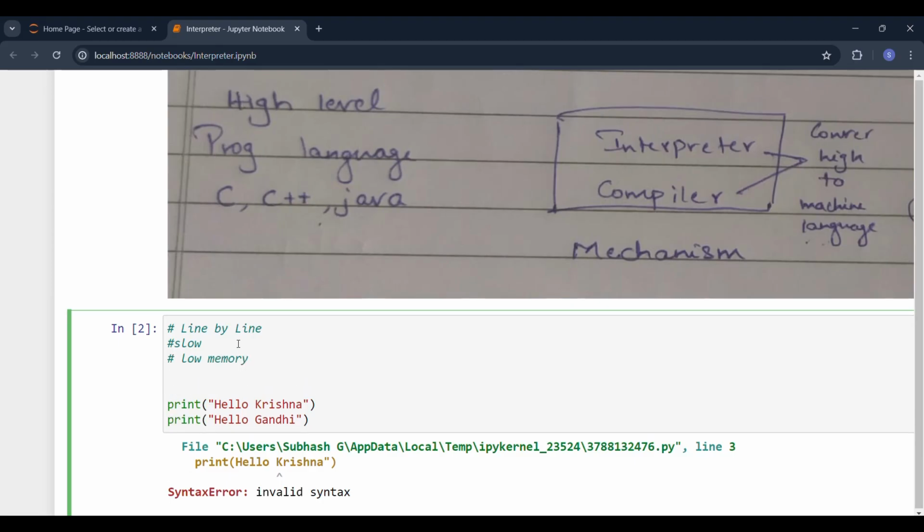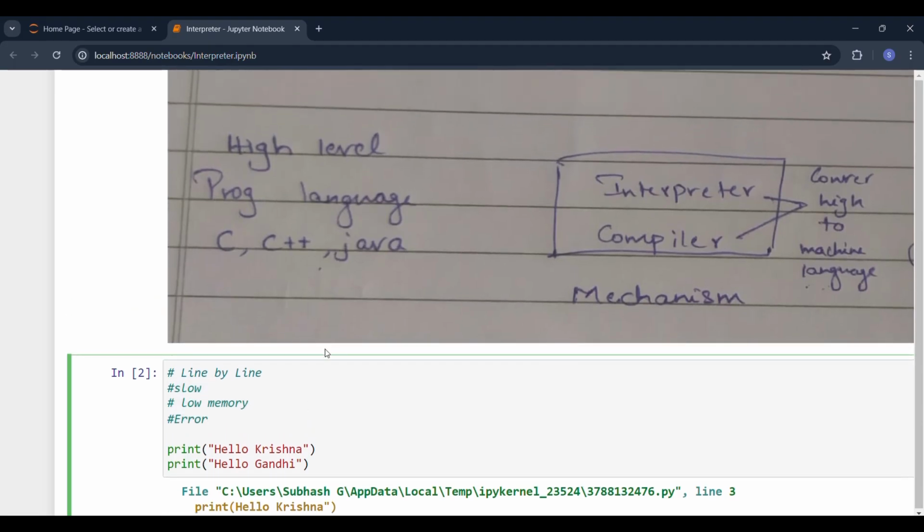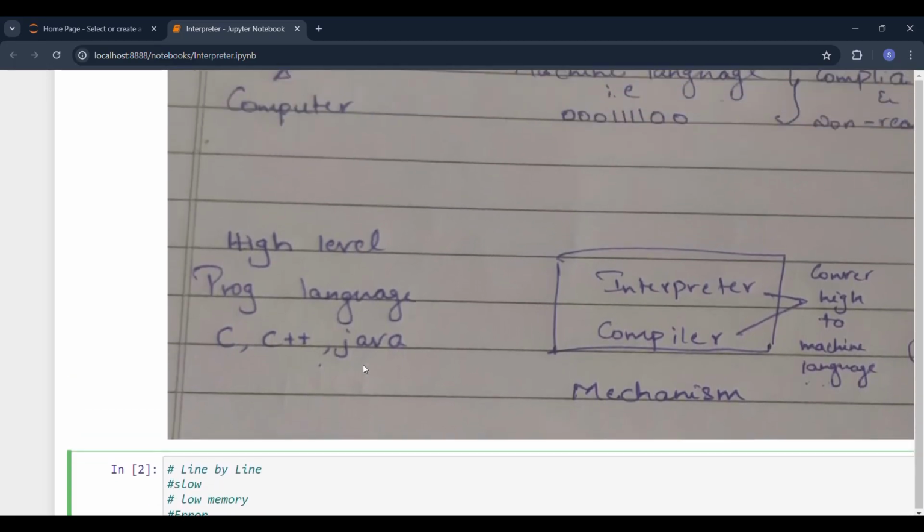We can also say that identifying errors is very easy in the interpreter, in Python. These are very simple things that we have to remember about the interpreter. Hope you guys understood about this interpreter and how this mechanism came across.